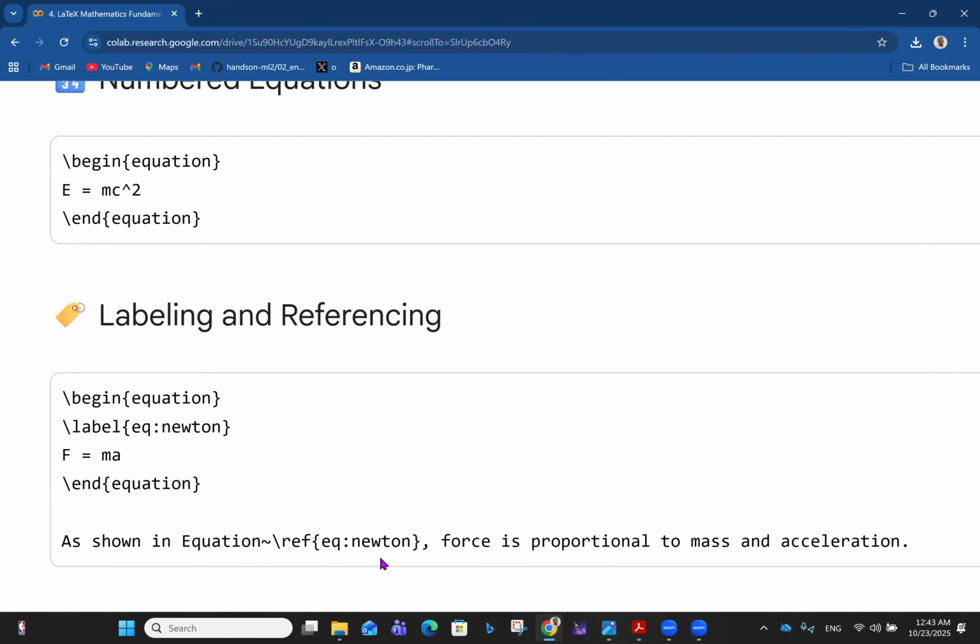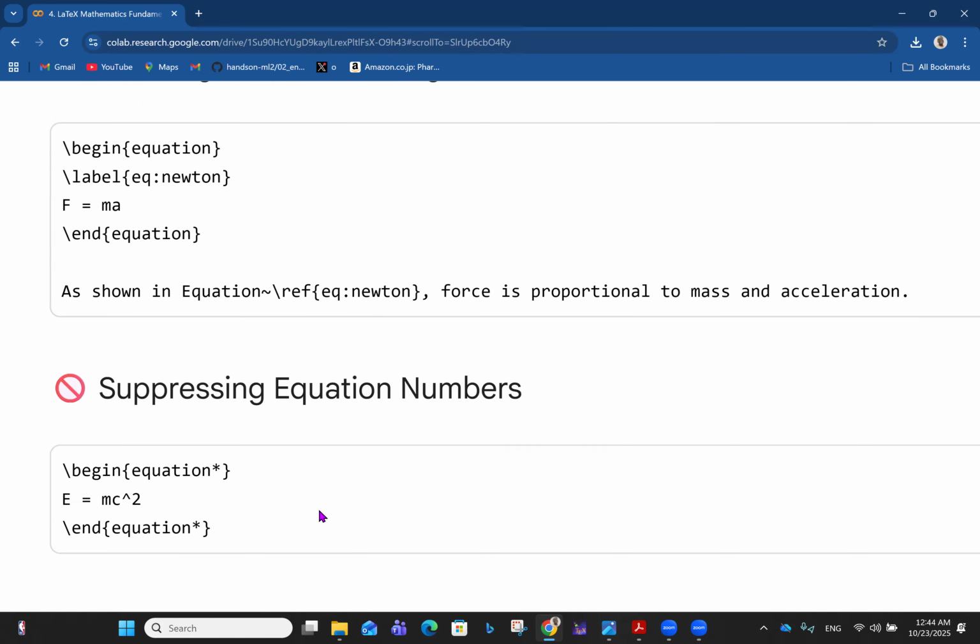So ref{eq:newton}. You can use ref or eqref. If you want the equation number to be in brackets, you use eqref. If you don't want it in brackets, you use just ref. And then you say eq:newton, the same label. So force is proportional to mass and acceleration, based on what this is giving us. The mini project will show us all of this.